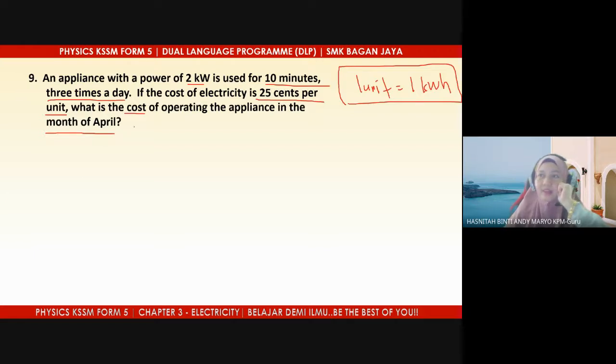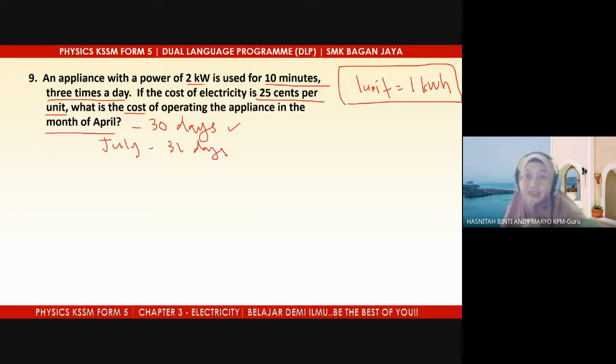So month of April you kena tahulah ada berapa hari month of April. 30 days. Sometimes they give you the specific month. So if they give you July, for example, July it must be 31 days. But kalau dia tulis month saja, in 1 month, kita nak ambil yang mana normally student? If the question mention in 1 month only, not specific month, kalau 1 month kita ambil 30 days.